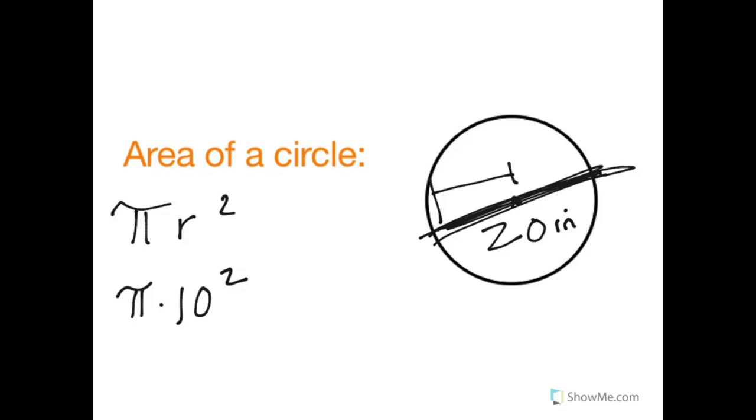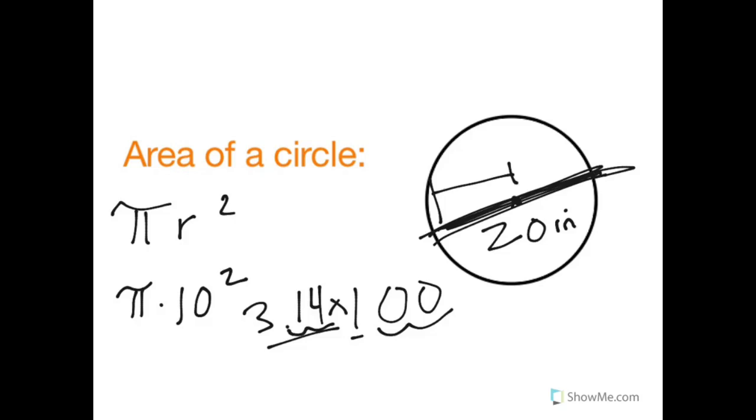Okay, 10 squared, 10 times 10 is 100 times 3.14. I know if I multiply 3.14 times 1, I get 3.14. I have 2 zeros to move my decimal over, and I would end up with 314 inches squared as the area of this particular circle.